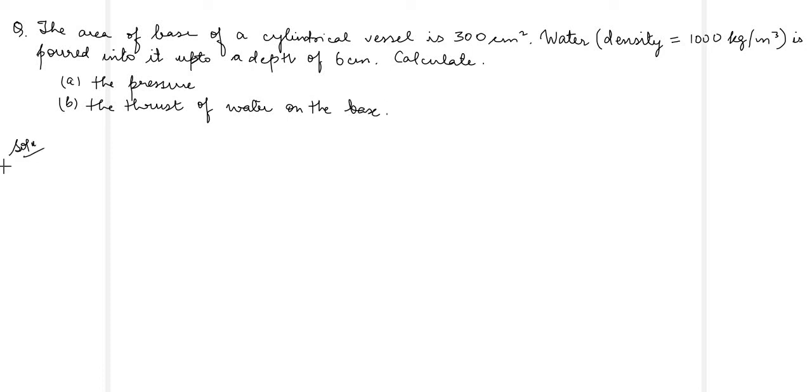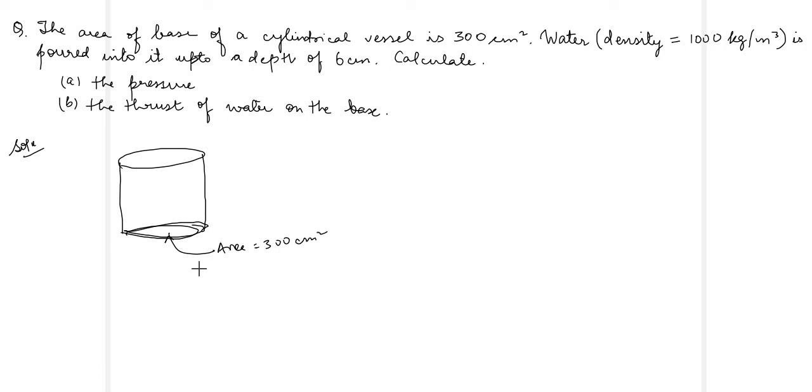The first thing that you have to do is read the question carefully and get the meaning of the question clear. The base of a cylindrical vessel has an area of 300 centimeters square. So you have a cylindrical vessel, something like this. The base of this vessel has an area. What is the area? 300 centimeters square. Very good. Now water is poured into it.